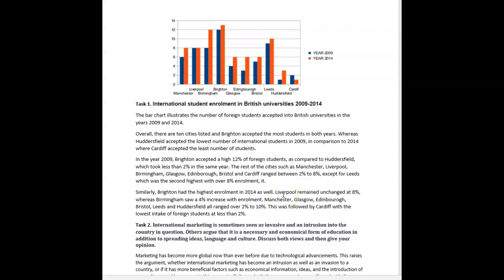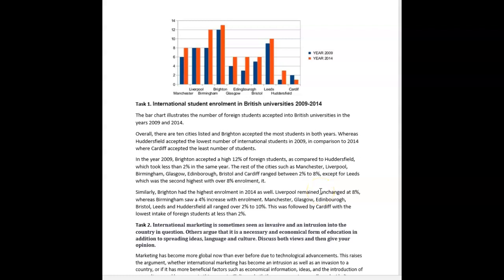Where is Leeds here? You didn't have anything to say about Leeds? I mean, it's the second highest figure, so that's a little confusing. I don't know why you would have left that out. And then, let's see. So Birmingham belonged here then. Okay. So Birmingham saw a 4% increase with enrollment, whereas Liverpool remained unchanged.